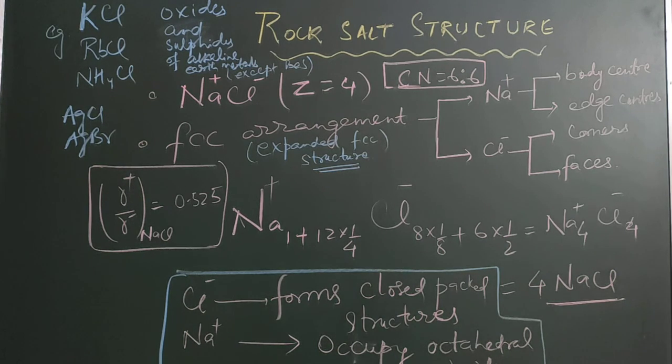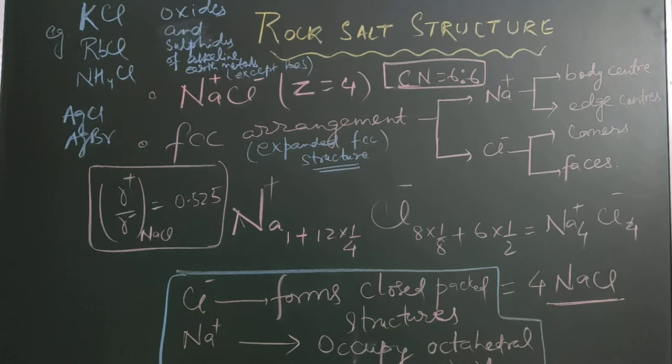If we find the radius ratio of NaCl, we find that the radius ratio comes out to be 0.525, which ranges from 0.414 to 0.732. That means its coordination number is 6:6, or coordination number is 6. So Na+ ion is surrounded by 6 chloride ions as well as 1 chloride ion is surrounded by 6 sodium ions. It has an expanded face centered cubic arrangement.